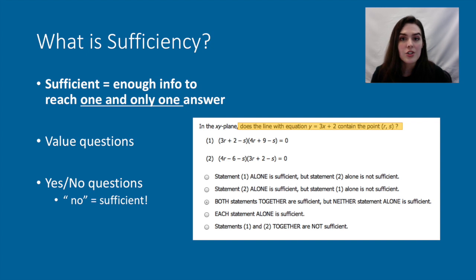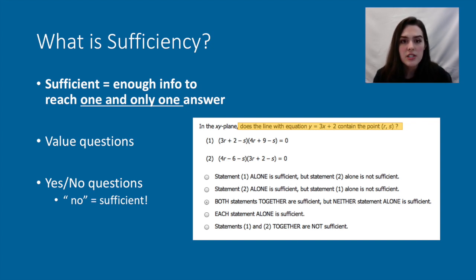So whether or not we answer yes or no, that's still sufficient. Now, the one thing that's not sufficient is if we go, maybe. So if we determine, okay, most of the time, the line with equation y equals 3x plus 2 contains the point RS, but sometimes if this one thing happens, then no, it won't contain the point. Well, that's insufficient to answer the question. We cannot give one and only one definitive yes or no answer.